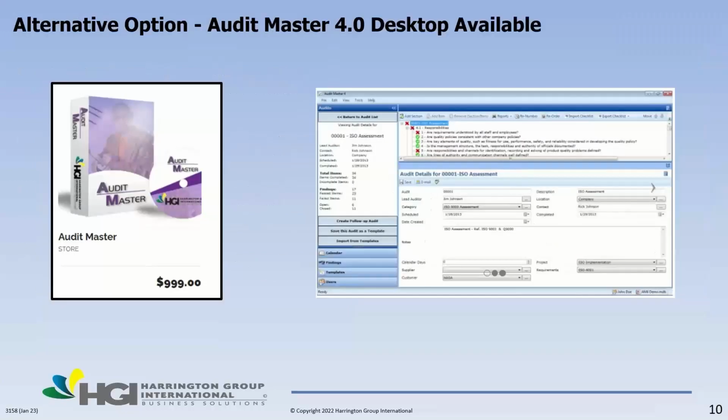The other one is Harrington, unlike some of the larger enterprise quality management systems out there, still actively supports and welcomes small businesses. So there's an alternative option to the enterprise app that Rodney just demoed, and that's our Audit Master 4.0 desktop that's available.